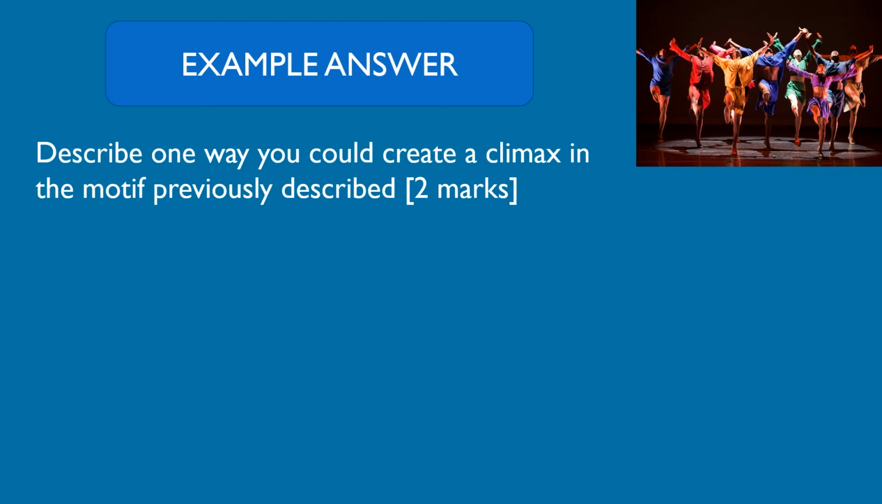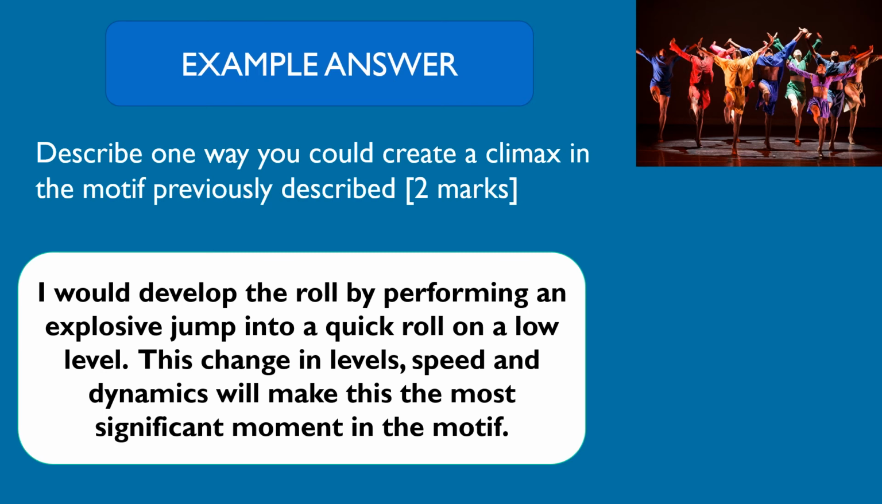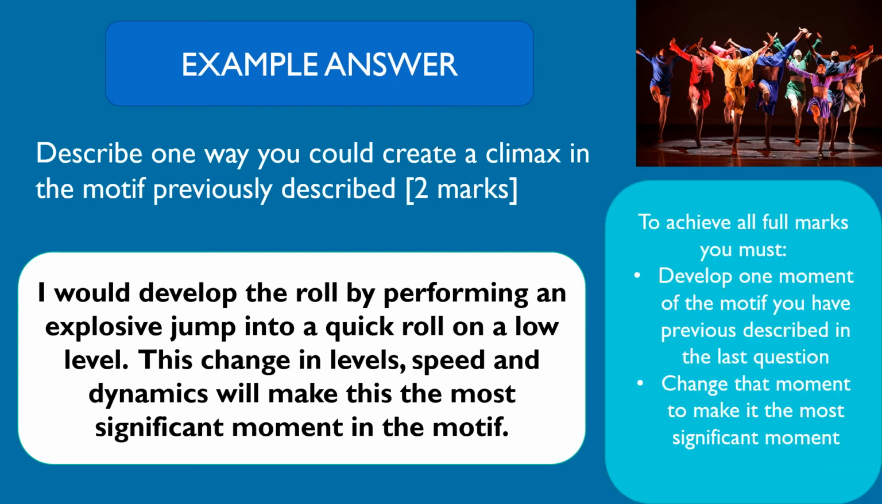Therefore, let's have a look at how we're going to achieve these 2 marks. Here is my example answer. So, I would develop the roll by performing an explosive jump into a quick roll on a low level. This change in levels, speed and dynamics will make this the most significant moment in the motif. Okay, so to achieve all 4 marks, you must develop one moment from the motif you've previously described in the last question. So you're not making up a totally new dance. It has to be from the previous motif.